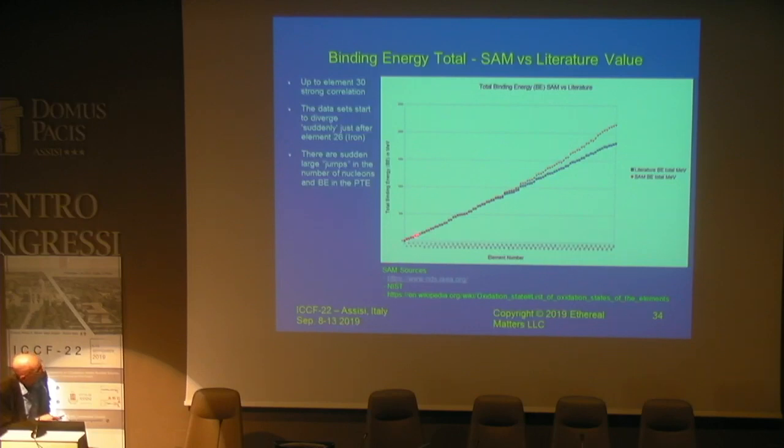Plotted that in a graph, which was quite surprising. We have a very strong correlation all the way up to about element 30, meaning iron, zinc in that region. And then the line started to deviate, which was a big surprise because that has to be either wrong, there has to be an error somewhere, or there's another explanation.